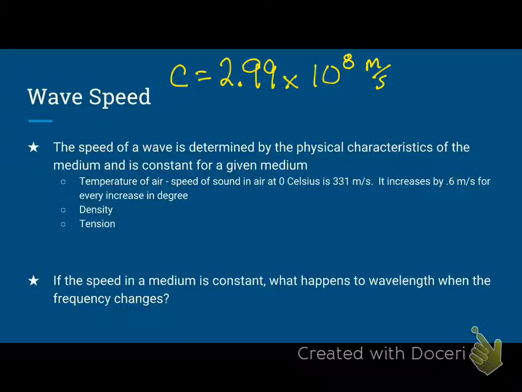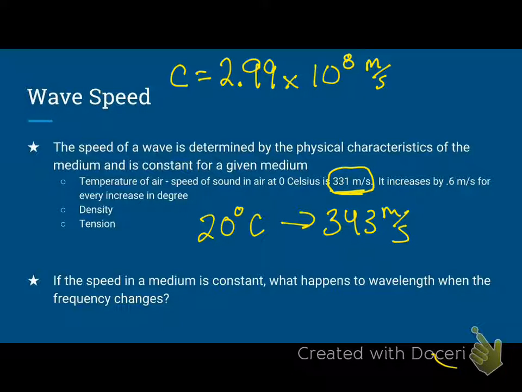Now, we compare that to the speed of sound. The speed of sound in air at 0 degrees Celsius is 331 meters per second. Sound moves faster through warmer air, and the speed increases by about 0.6 meters per second for every degree, which at 20 degrees Celsius works out to a whopping 343 meters per second.